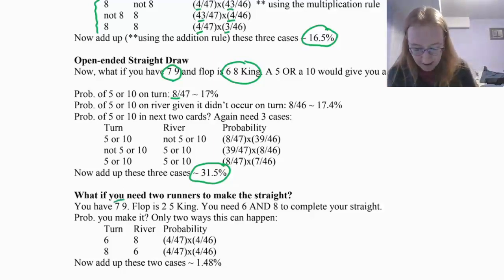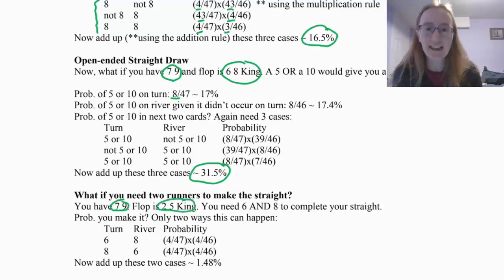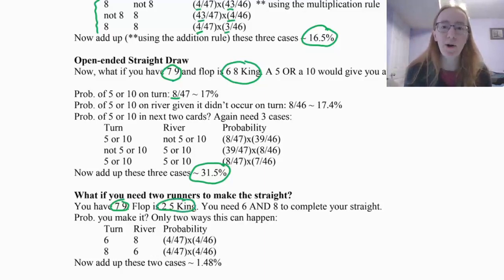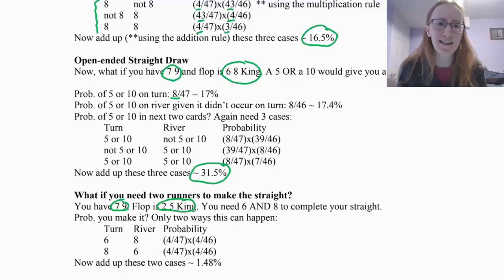So you have 7 and 9. The flop is 2-5-king. So you would need both a 6 and an 8 to complete the straight. So that's super, super unlikely that you would get both a 6 and an 8. And if you want to calculate that probability, there's only 2 possibilities. Either we get a 6 first and then an 8, or an 8 first and then a 6. There's no other ways. And so the probability of that is fairly low. Overall, only about 1.5%.